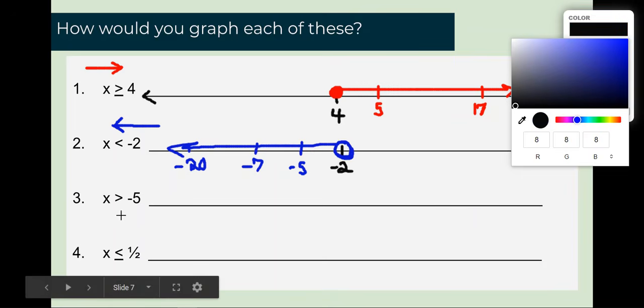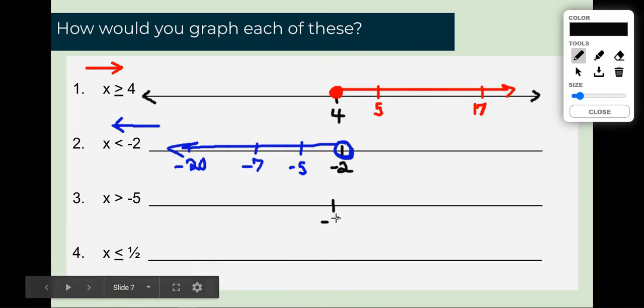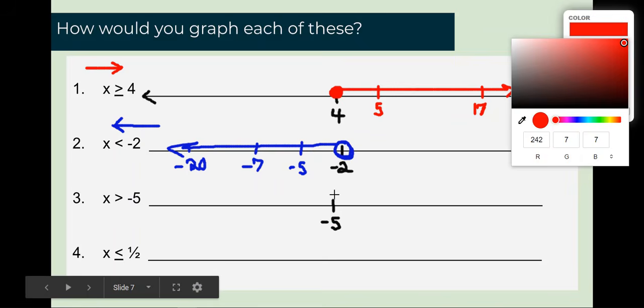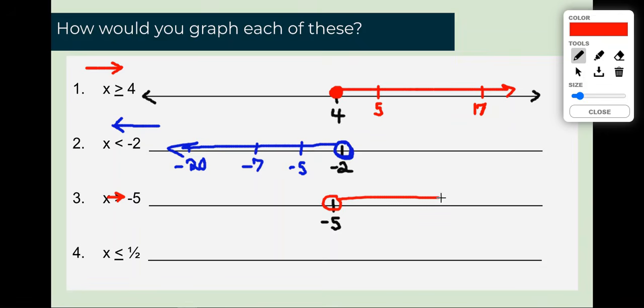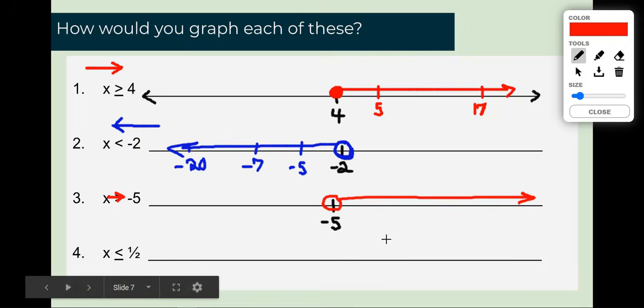For our next question, we have a greater than, and it's at negative 5. So any number that's more than negative 5, not including it, no or equal to symbol. That means that it's going to have, again, an open dot, and it's going to be pointing up. Any number greater than that could include negative 2, 0, or 7. All of those would be possible answers.